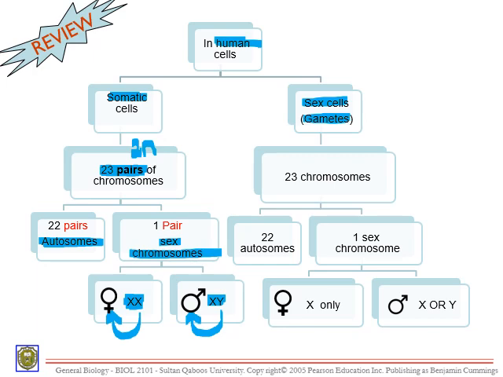Let's look at the sex cells. The sex cells have only 23 chromosomes. It's not a pair, it's 23 chromosomes. Now, from the 23 chromosomes, 22 are autosomes and one is a sex chromosome. Now, this sex chromosome, if it was in a female, then it would have X only. If it was a male, then it can have an X or it can be a Y.